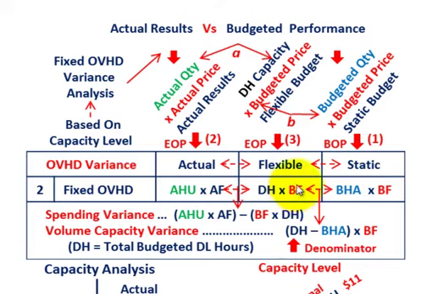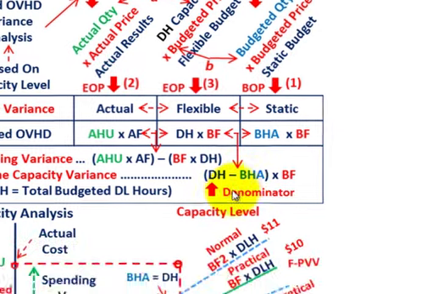The common factor between both of those is the budgeted fixed rate that we have established for our fixed overhead. And the difference would be those denominator hours versus the budgeted hours allowed. So the difference between your denominator hours and the budgeted hours allowed times our budgeted fixed rate is going to be our volume capacity variance. These denominator hours are going to be based on the total budgeted direct labor hours that we're going to allocate our fixed overhead on. So the key here is this DH, denominator hours, and that's going to be our base for our different capacity levels.